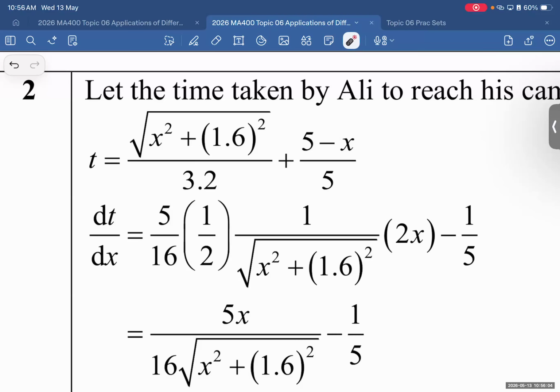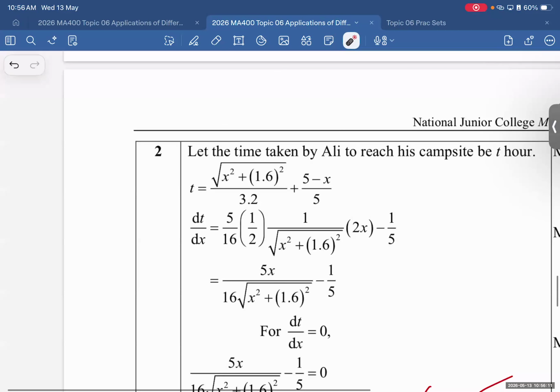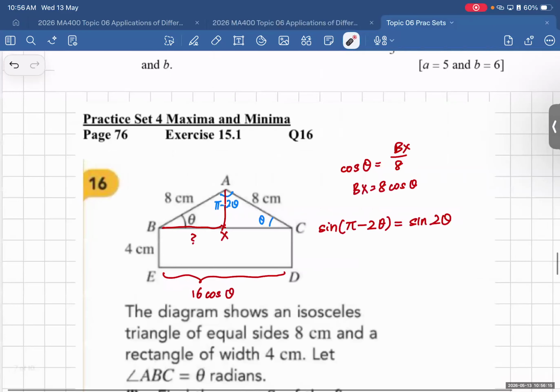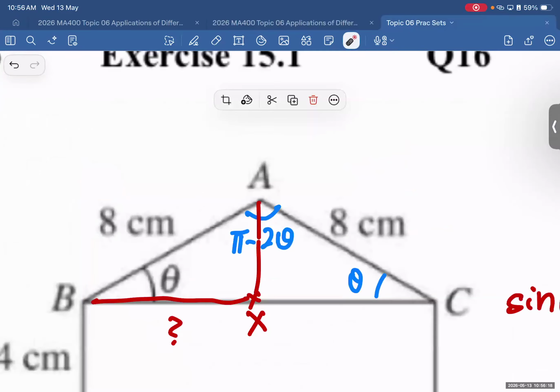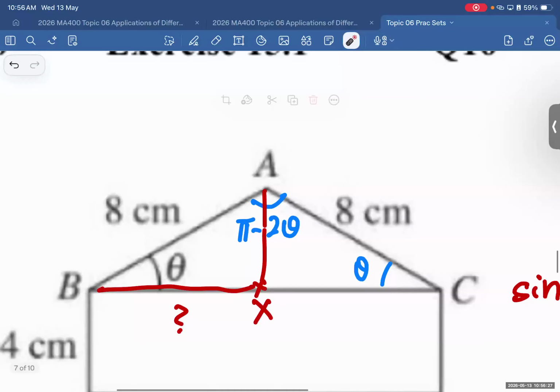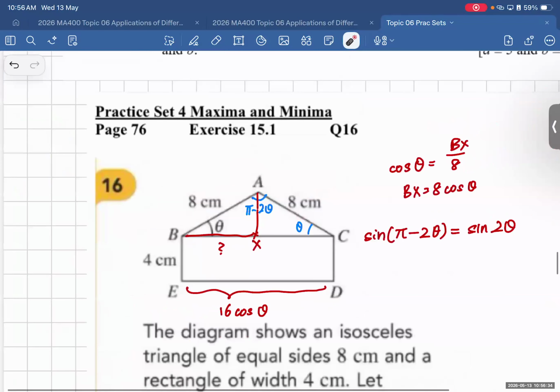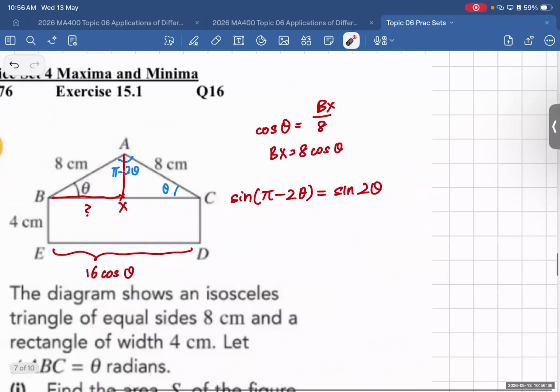You take this as theta, right? So this is pi minus 2 theta, half AB sine C. Now remember, I said just now, calculus do in radian. Do in radian. You see this is theta, right? This is pi minus 2 theta. The area is just half AB sine C. Also, this is the same as this.